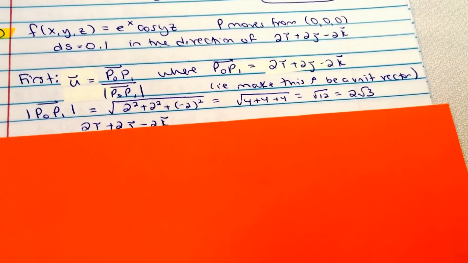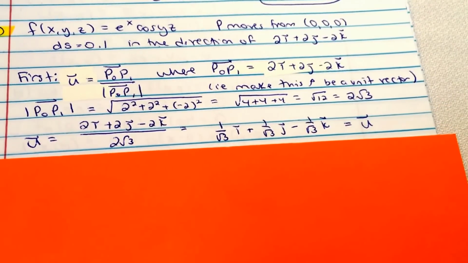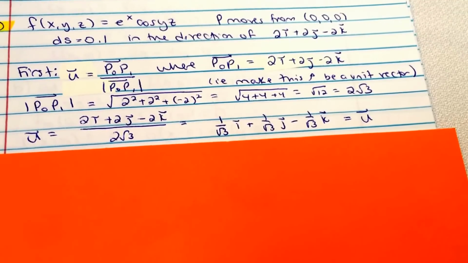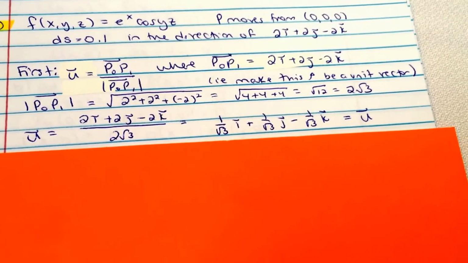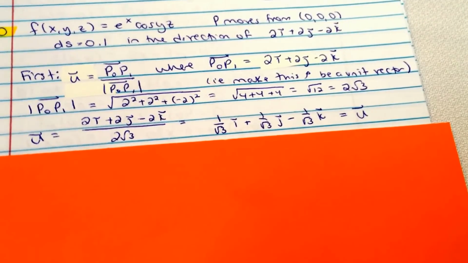So find its magnitude, which is 2 square roots of 3, divide it by its magnitude, and simplify. Make sure to simplify always. So cancel out the 2's, and you get this u vector, which is, again, a unit vector. That was kind of the whole goal. So we've got it as a unit vector.